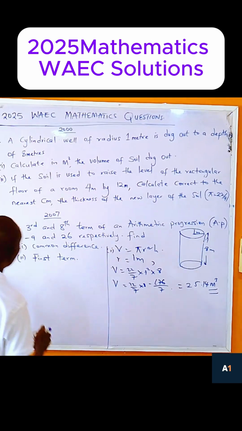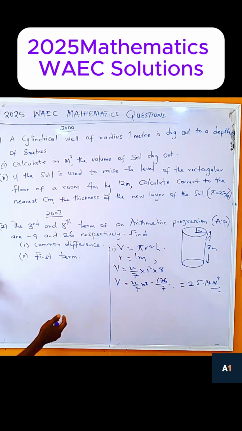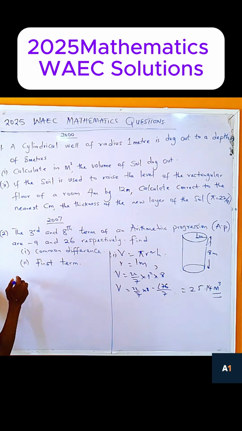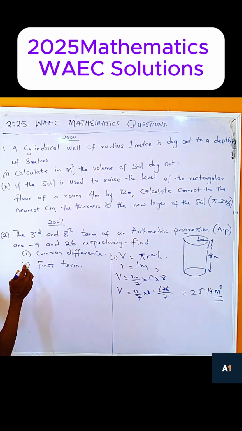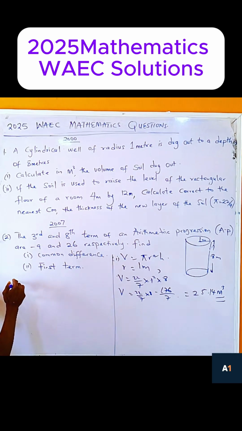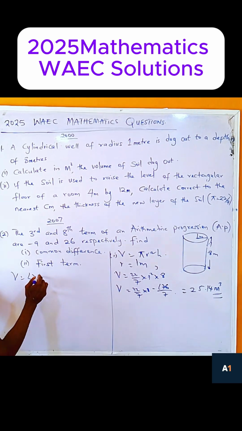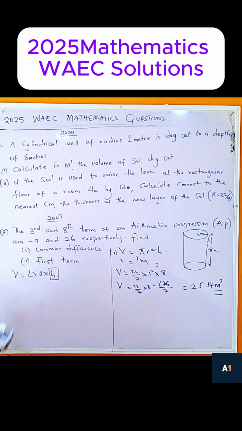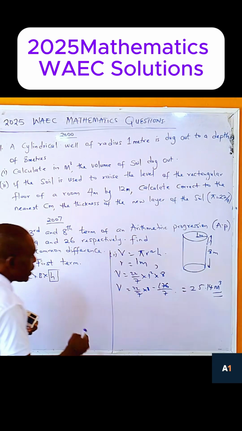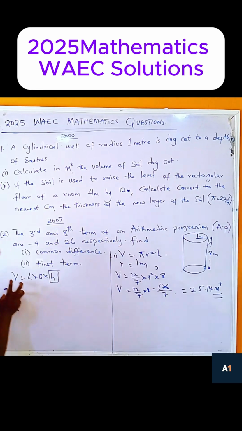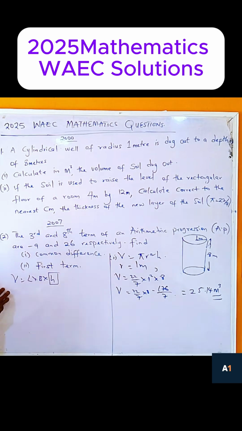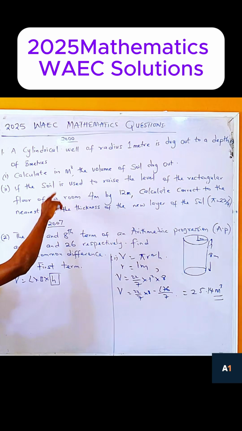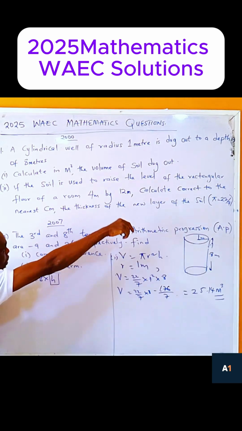So to get the thickness, we need to use the volume of the structure. The volume of a rectangular shape, which is a cuboid, will be V equal to length times breadth times height, where the height is the thickness. We are looking for the thickness now. So the same volume here you equate to this one. The volume of the rectangular floor will equate to the volume of the cuboid.